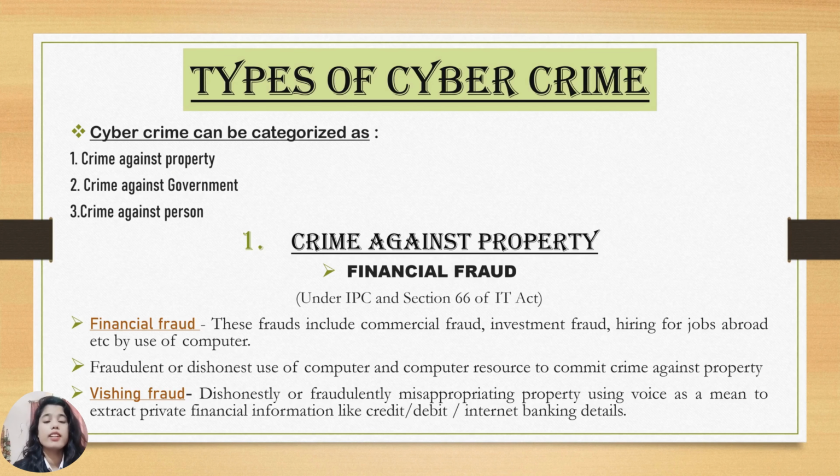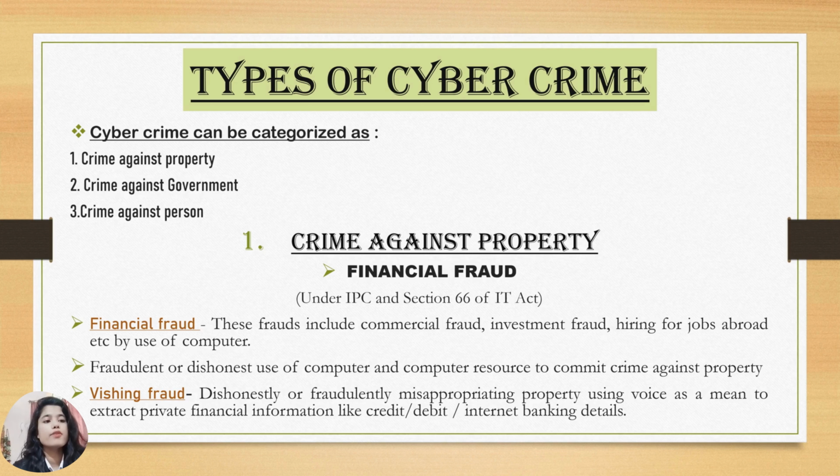Now let's understand different types of cybercrimes. Cybercrimes can be categorized as crime against property, crime against government, and crime against person. Crime against property: financial fraud under IPC and Section 66 of the Information Technology Act.